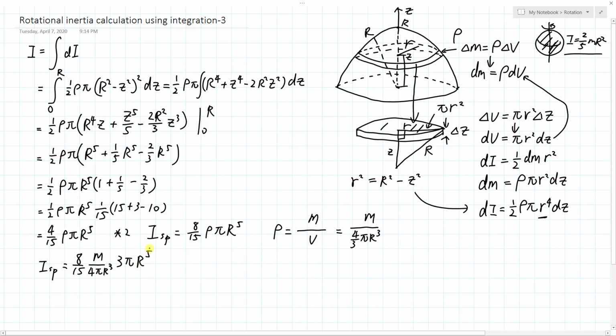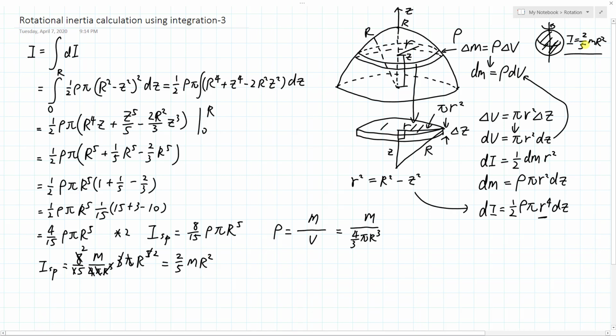Okay, so divide that, so 15 turns into a 5, and divide this out, 8 turns into a 2, and pi is divided out, r to the 3rd power, r to the 3rd power, that goes into a 2, goes into a 2. So what we have left is 2/5 mr squared. 2/5 mr squared, which is what we were expecting anyway.